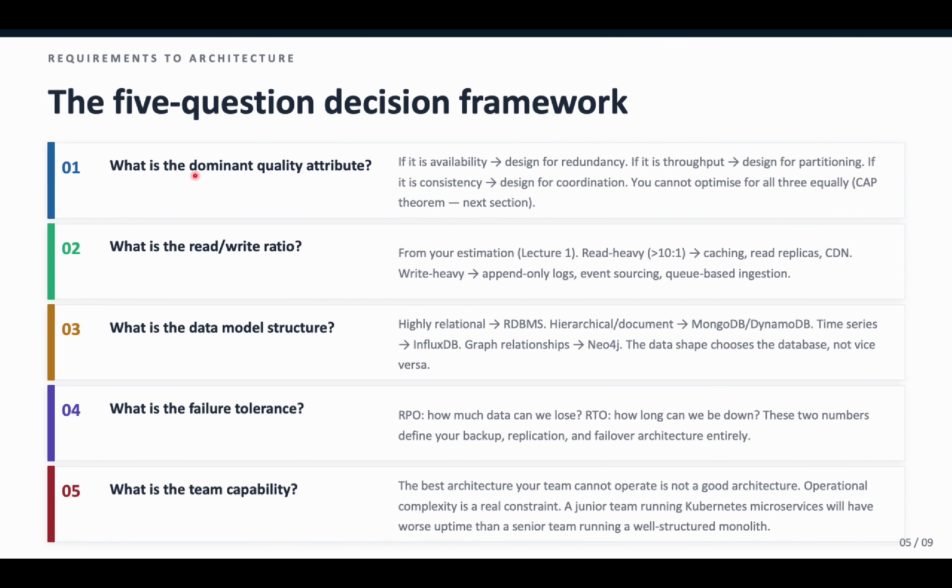Every system has one quality attribute that matters more than others. So for a banking system, it is consistency. A wrong balance is worse than an unavailable system. For a social media feed, it is availability. Being down is worse than showing stale posts. For a streaming platform, it is throughput. The system must deliver video at scale. Identify the dominant quality attribute first. It will guide every subsequent decision.